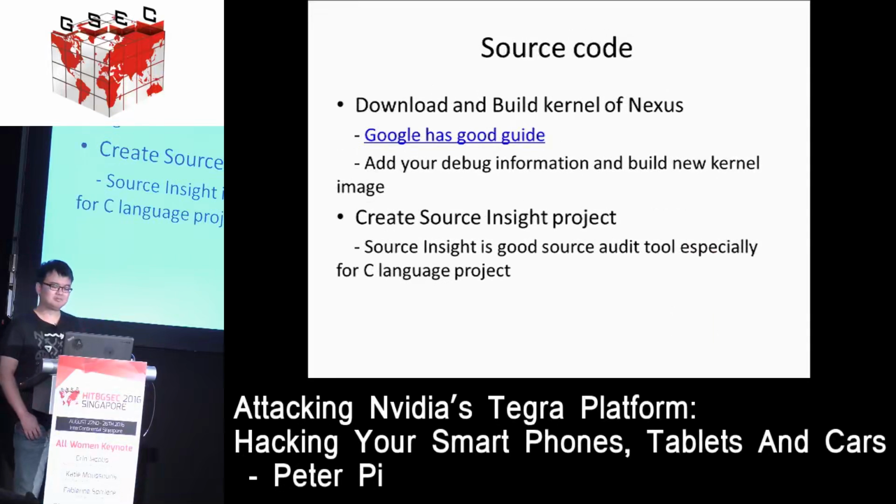I found these bugs by code audit. You can download and build kernel of Nexus device. Google has a very good guide for it. You can add your debug information into the kernel source and build your own debug kernel image. Personally, I like to use SourceInsight as a code audit tool.